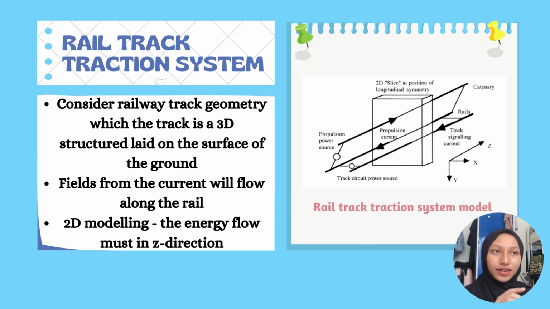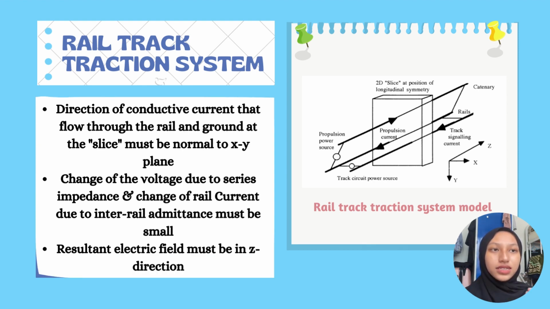So the fields from the currents will flow along the rails and the other parallel cables, which will spread into the air and ground. And then for the 2D modeling, the energy flow must be in the Z direction, which is shown in the figure in this slide. The track longitudinal symmetry requirement implies that the fields must not change in the z direction.